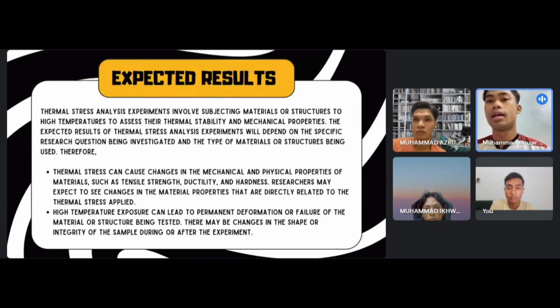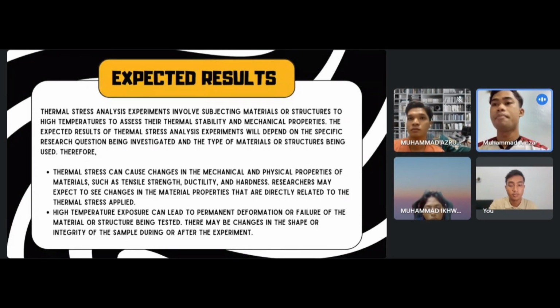So for this thermal stress analysis experiment, it involves subjecting materials or structures to high temperatures to assess their thermal stability and mechanical properties. The expected results of thermal stress analysis experiment will depend on the specific research question being investigated and the type of materials or structures being used. Therefore, the thermal stress can cause changes in the mechanical and physical properties of materials, such as tensile strength, ductility, and hardness.